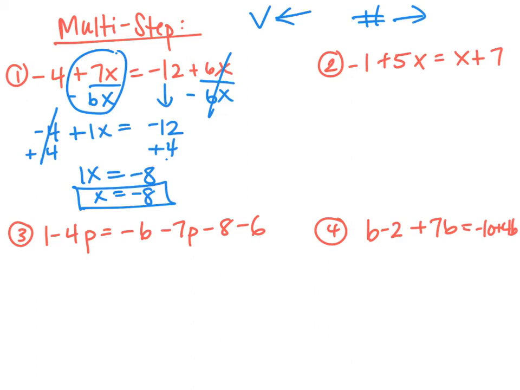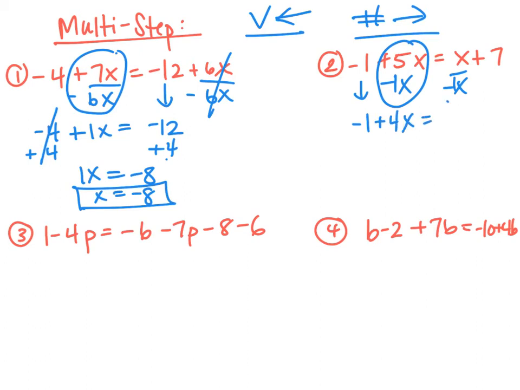It works the same way. We want to get our variables to the left side, our numbers to the right. So our variable x needs to go to the left. So it says positive. We need to subtract it. And that's just a 1x. So bring down this negative 1. 5 minus 1 is positive 4, so 4x. Those cancel. So it equals 7.